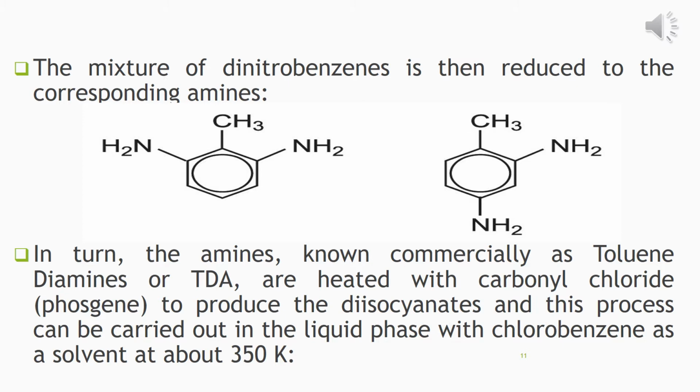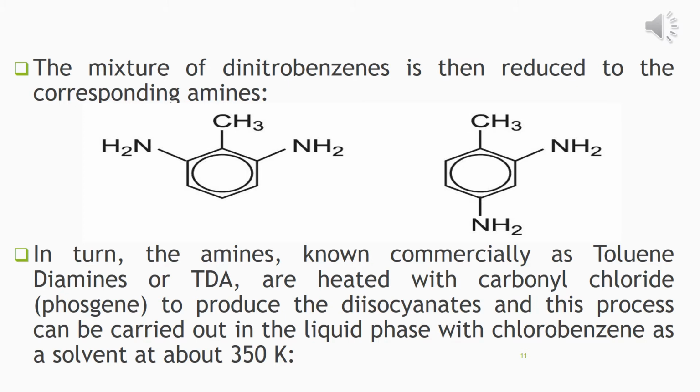TDA, toluene diamines, when heated with phosgene, also produce diisocyanates, and this process can be carried out in the liquid phase with chlorobenzene as a solvent at about 350 Kelvin. So one method was mononitration, then dinitration, then reduction of these dinitrobenzenes. Otherwise, commercially, toluene diamines are heated with phosgene or carbonyl chloride to produce diisocyanates.